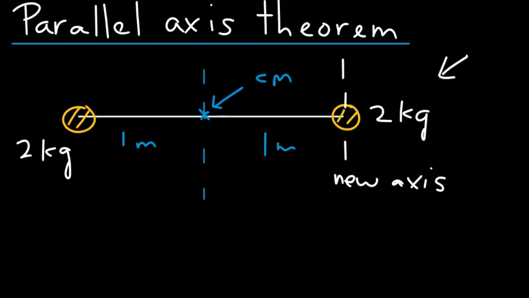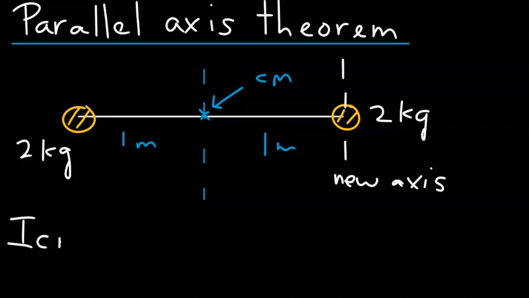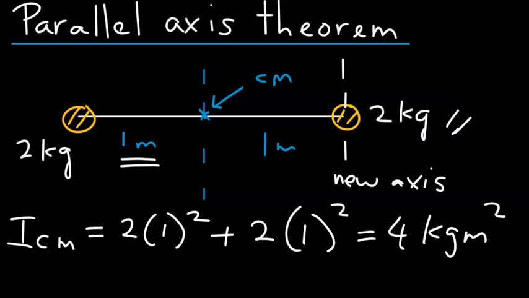This is the dumbbell system that we have seen before. Let's first calculate the moment of inertia about that axis. So this axis goes through the center of mass. So I_cm, the moment of inertia about an axis passing through the center of mass, is given by the mass times the square of the distance for the first mass, plus again the mass on the right times the square of the distance for that mass, and that's going to give you 4 kg meters squared.